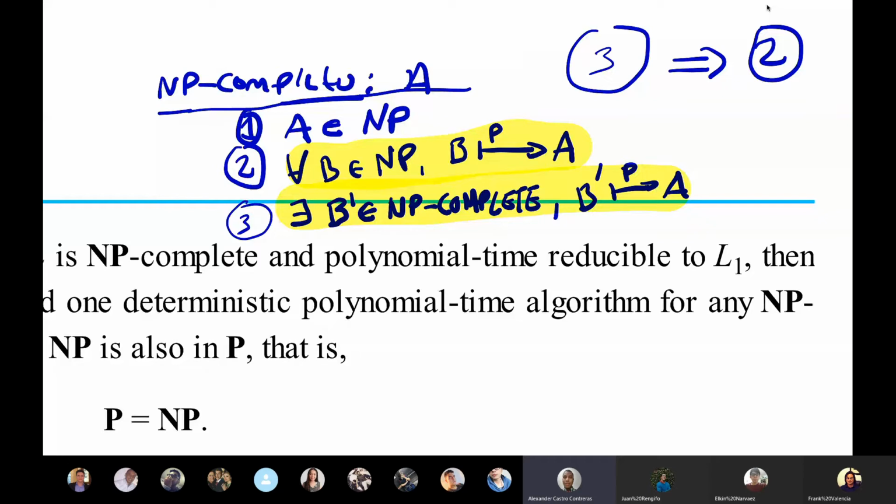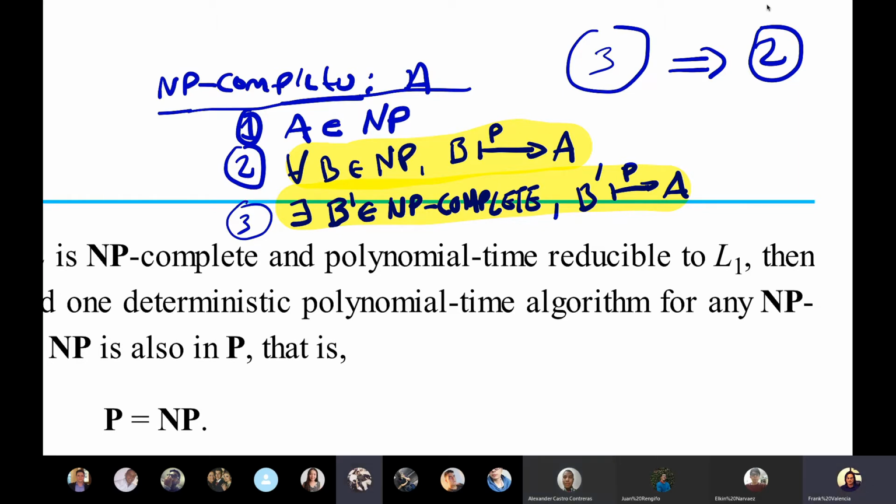Teacher, is there some relation between B and B prime? No relation at all. They are just two problems. Different. Nothing in common.